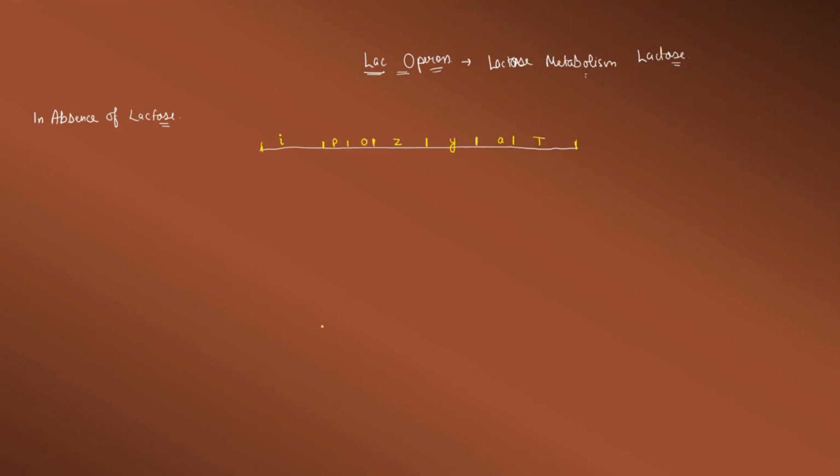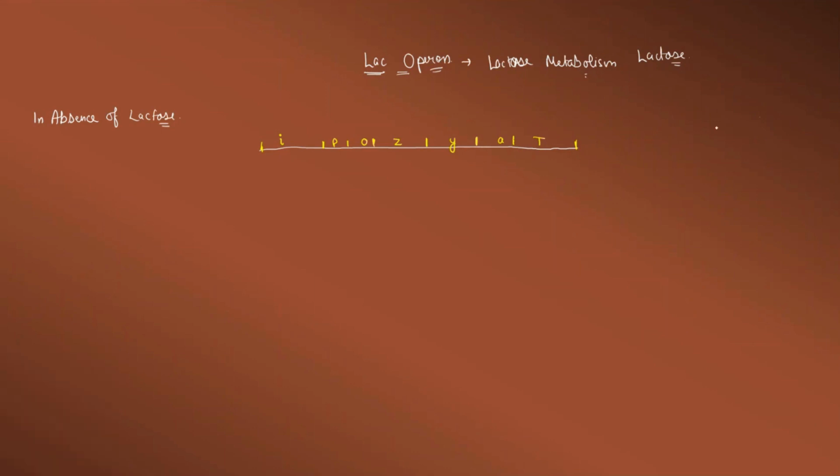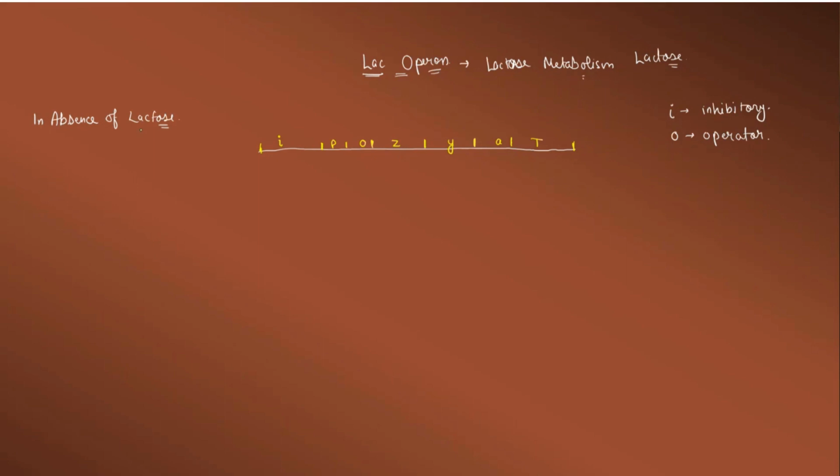Here P, you know, right? What is P? P is the promoter, T is the terminator, and I is one of the regulatory genes. In this case, it is an inhibitory gene.